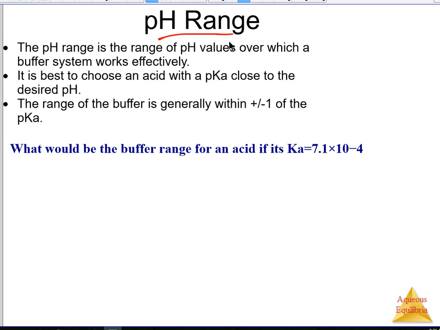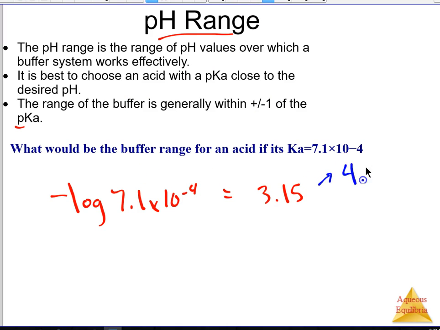So it says, what would be the buffer range for an acid if its Ka is 7.1 times 10 to the negative 4? So p, remember, just means negative log. So type this in. We take the negative log of 7.1 times 10 to the negative 4, and we get what value? 3.15. Okay. So it's saying what would be the buffer range? It would be anywhere between 4.15 and 2.15. That's all you have to know for this.